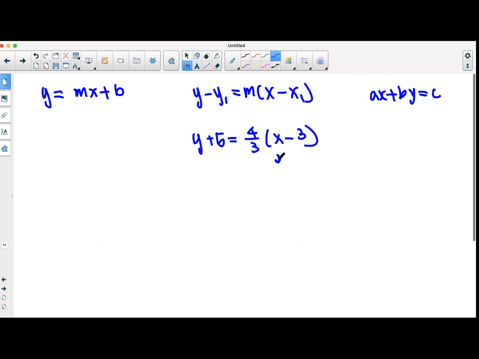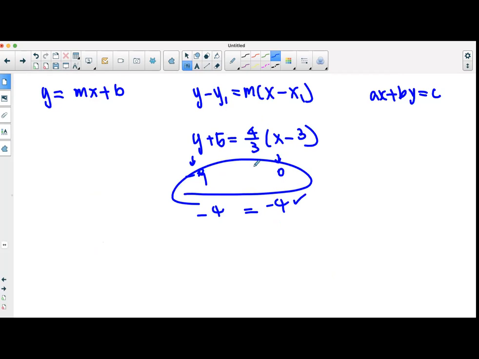When I plug in 0, I should be getting -9. Let's see if that works. So when I do that, I get what? -4. My left side, when I plug in 0, 4/3 times -3 does get me -4. That works out. So that is a 1 point, right?